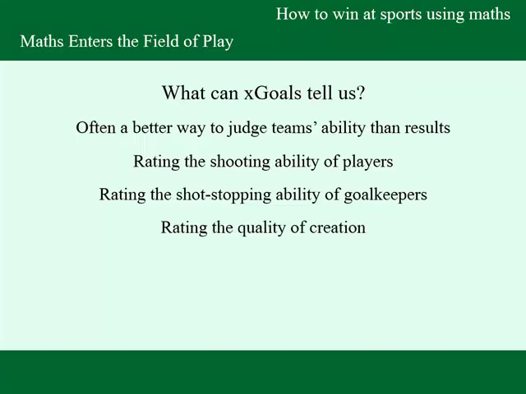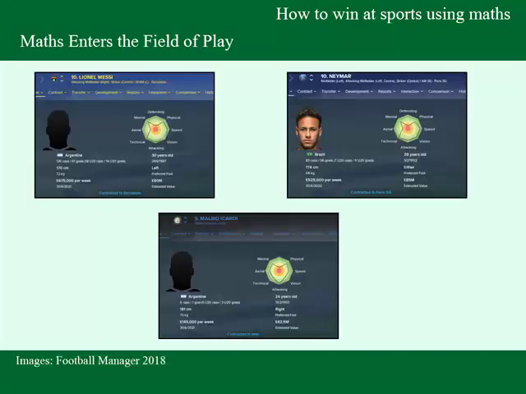We can also rate the quality of creation. If we record where my pass ends up, add them all up together, we can see how many chances I should have created. So using this, we're getting a proper idea now of how strong each individual player is, and we can then build a profile as to how good this player is.